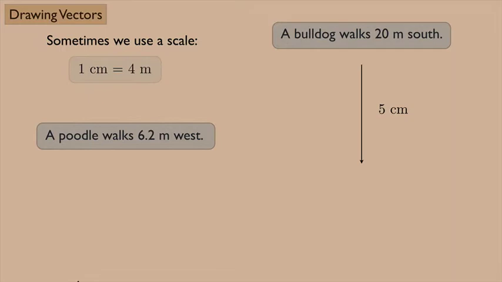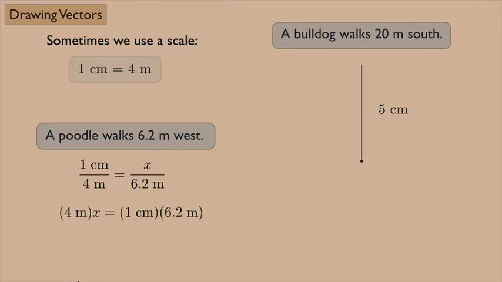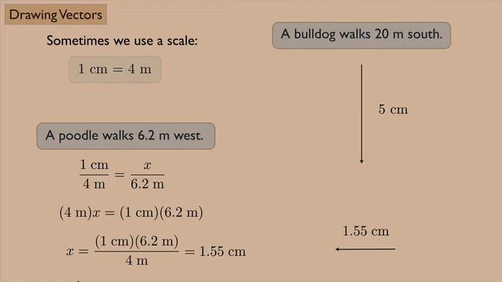That's okay, I can set up a ratio. 1 centimeter is to 4 meters as x centimeters is to 6.2 meters. Now I can cross multiply, so I get 4 meters times x equals 1 centimeter times 6.2 meters. And then divide both sides by 4 meters, and I have x equals 1 centimeter times 6.2 meters divided by 4 meters. And notice that the meters cancel and I'm left with centimeters, which is what I want. And this is 1.55 centimeters. So for the poodle's displacement, I would draw an arrow pointing to the left, 1.55 centimeters long.